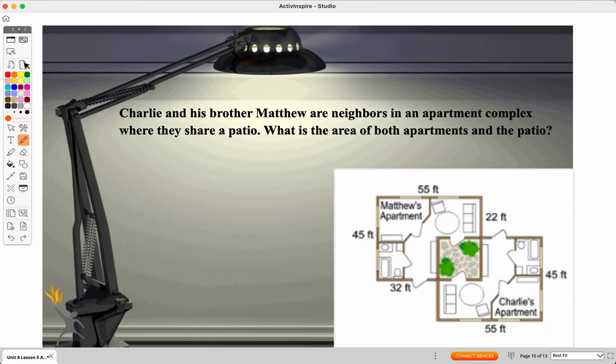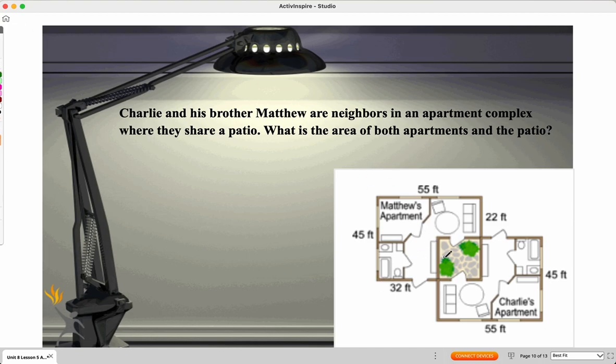So Charlie and his brother Matthew are neighbors in an apartment complex. They will share a patio. So they both have access to that same patio. What is the area of both shapes? Of both the apartments and the area of the patio. The nice thing is both Matthew and Charlie's apartment are exactly the same size, so I don't have to do two separate problems.